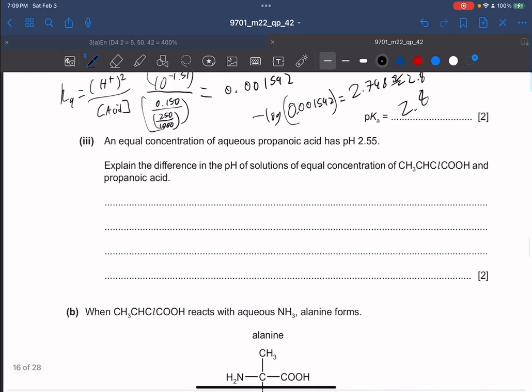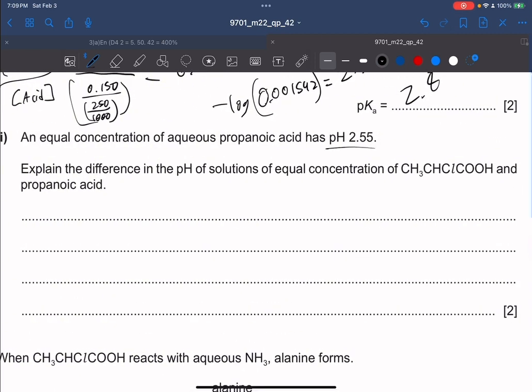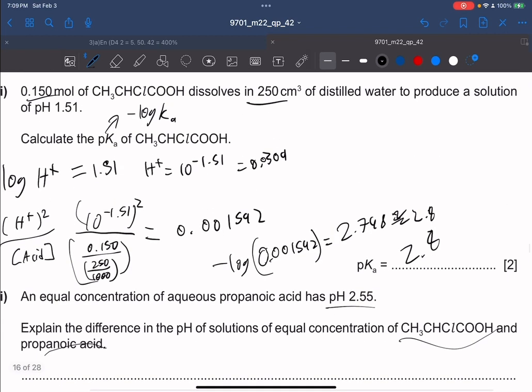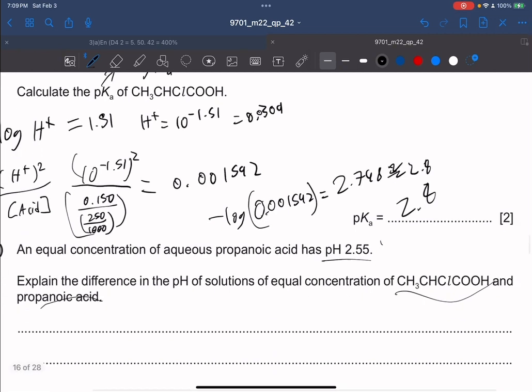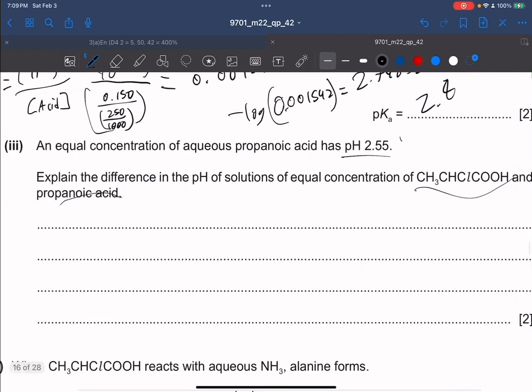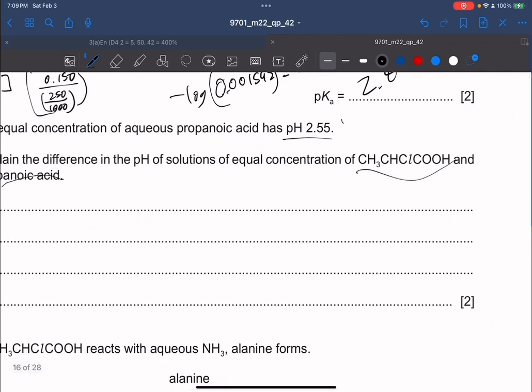An equal concentration of aqueous propanoic acid has pH 2.55. Explain the difference in the pH of equal. Okay, so basically it's just asking you why propanoic acid is less acidic, because it has a higher pH, means it's less strong of an acid. Basically that could be the first part of your answer, and then you could explain why that is so.